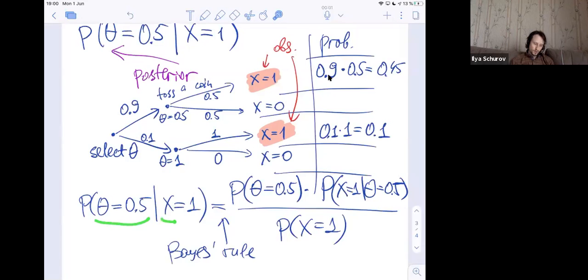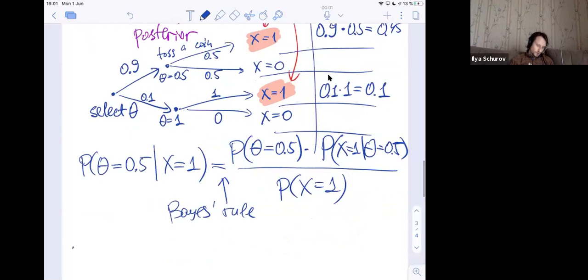So we are interested in this conditional probability, when theta is 0.5 under the condition that x equals 1. But initially you have different conditional probabilities. You have the conditional probability that x equals 1 provided that theta equals 0.5. So they are different in their meaning. And to find this, you have to multiply this conditional probability by this prior and divide it by this probability. This division is actually a kind of normalization. We have two possible alternatives. What is the probability of this thing?